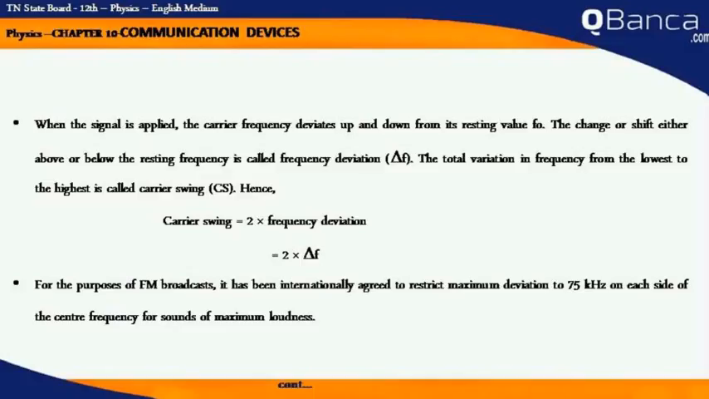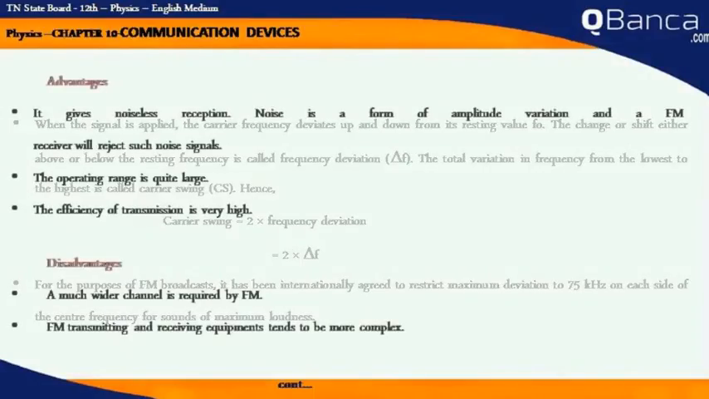The total variation in frequency from the lowest to the highest is called carrier swing. Hence, carrier swing is equal to 2 into frequency deviation, that is 2 into del F. For the purposes of FM broadcast, it has been internationally agreed to restrict maximum deviation to 75 kHz on each side of the center frequency for sounds of maximum loudness.